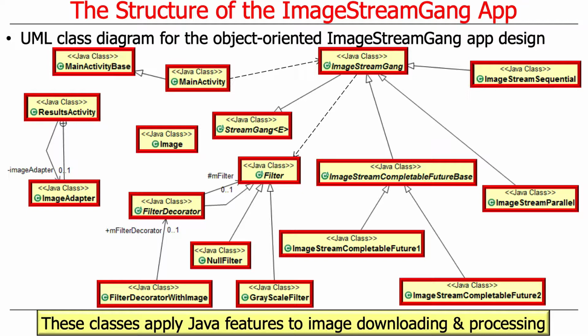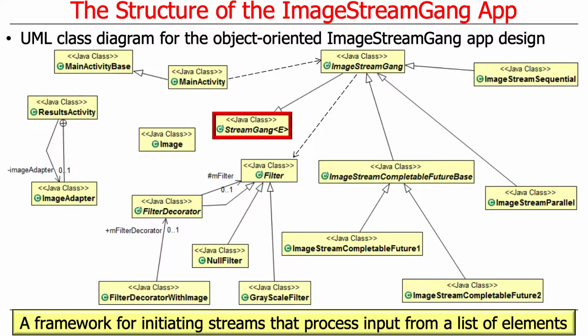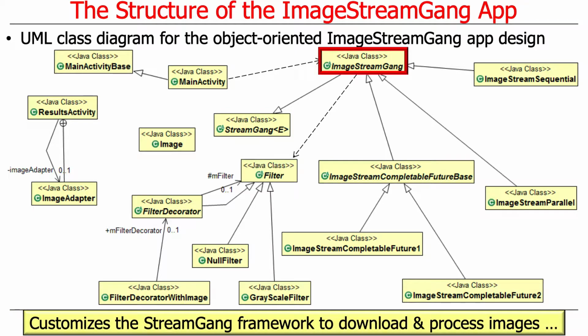The classes that we have obviously apply many Java features to download and process images. There's a framework. Whenever you hear the word framework, you should think object-oriented design, because frameworks work by defining abstract classes. So we have this thing called a StreamGang, which is an abstract class for being able to do a lot of different types of processing. And then we derive from it using object-oriented inheritance features to make an ImageStreamGang, which knows how to download and process images as opposed to some other kind of processing.